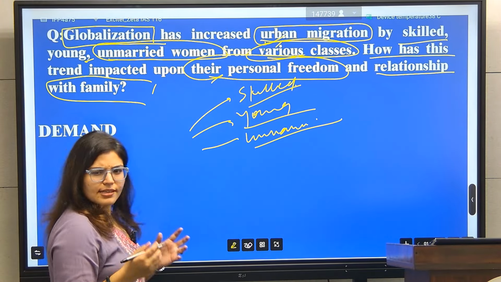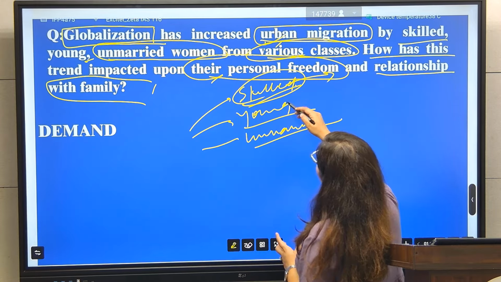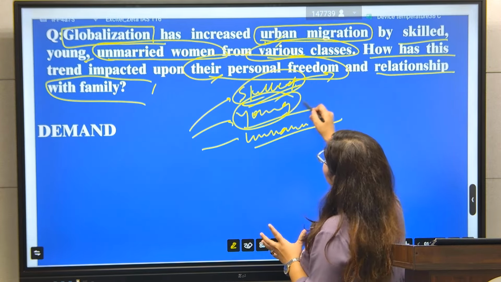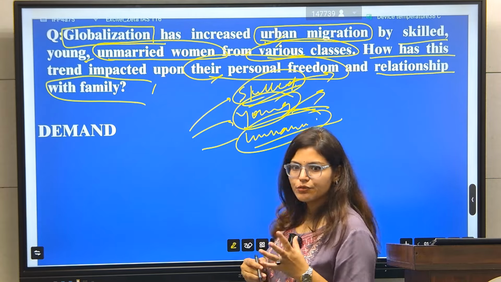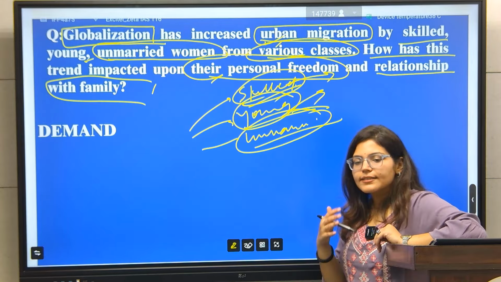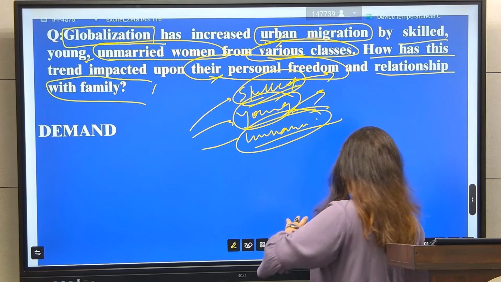So the question itself is very broad, and it is easy to generate the points. Write 1 point about skilled women, then 1 or 2 points on the young, 1 or 2 points on the unmarried women. If you think about that, there are many points that you can write in this question.